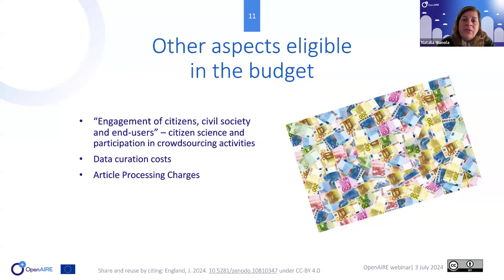This is one big thing that is emerging, and the more we think about it, the better we are. Other than that, we need to think about open science in science communication and outreach, and engagement of civil society, users, policymakers, and citizens. This is important because it is the essence of open science, to share with the world. So you need to think about all of these data curation costs and article processing charges, and this is something that you need to think about in your budget, somehow in the other costs. Next slide.